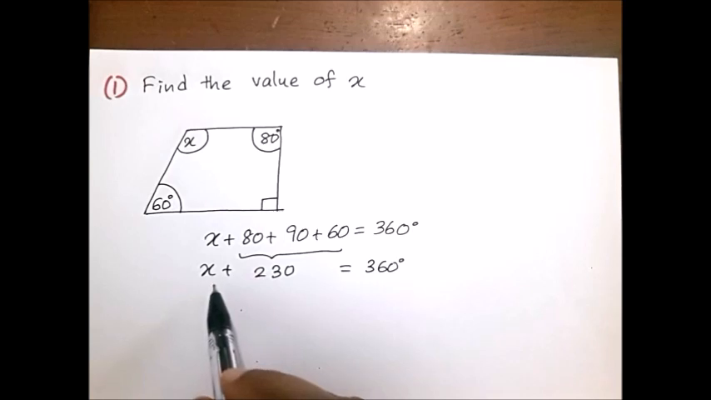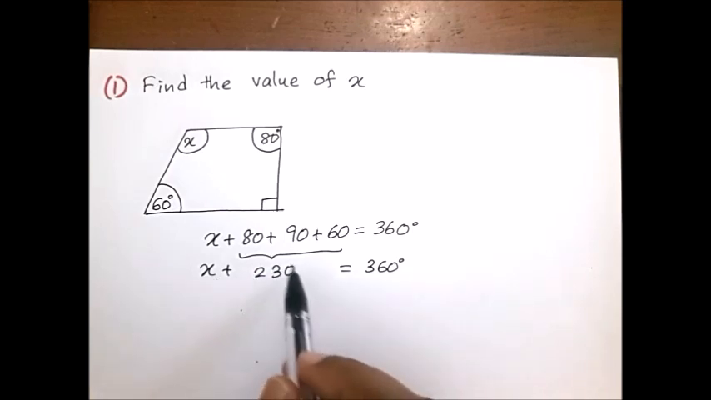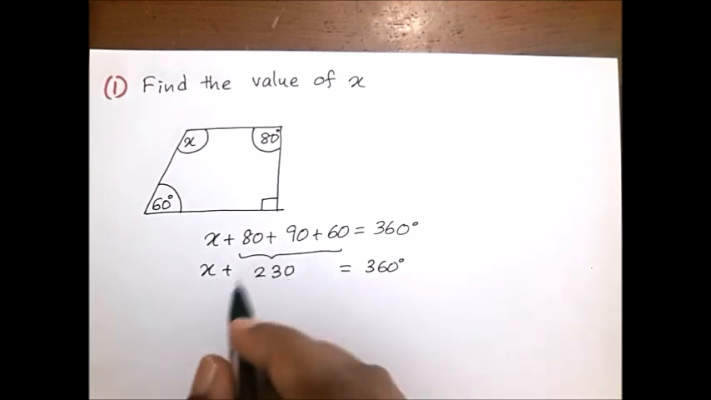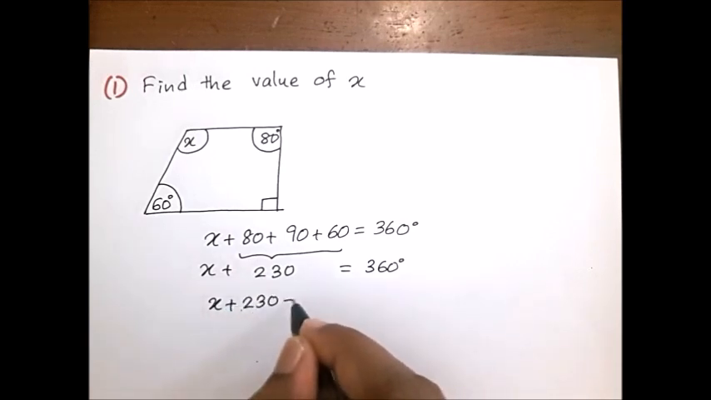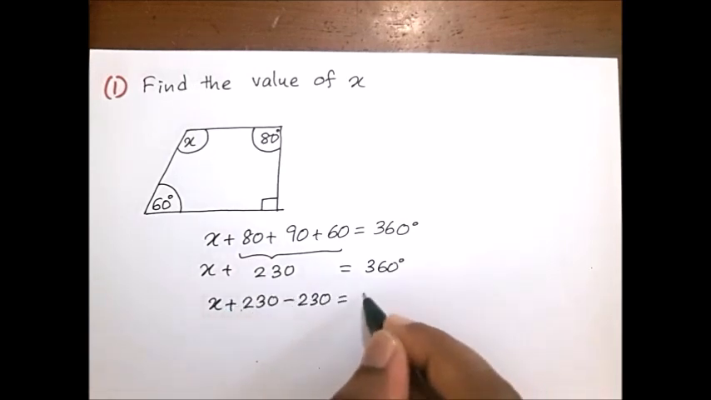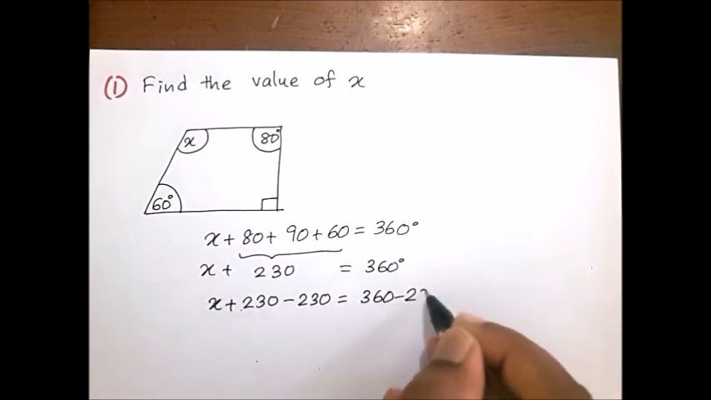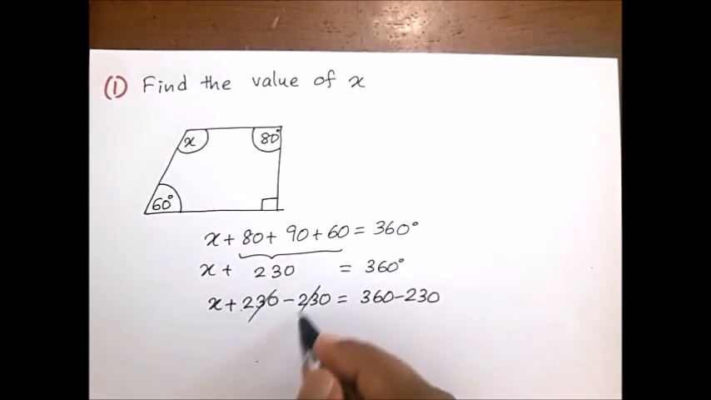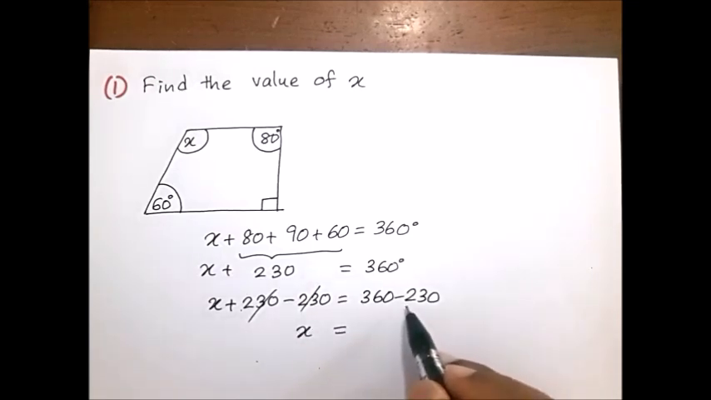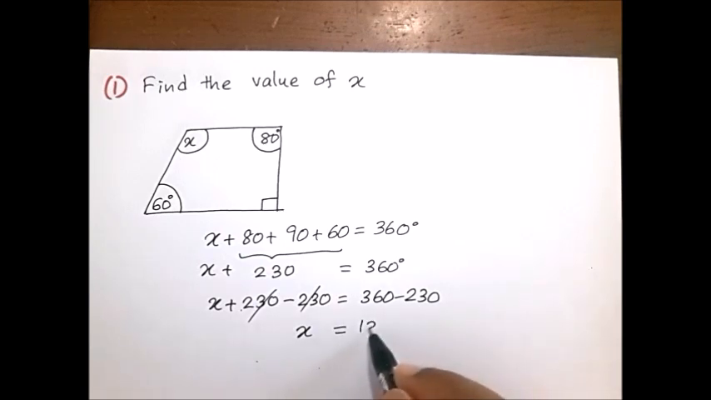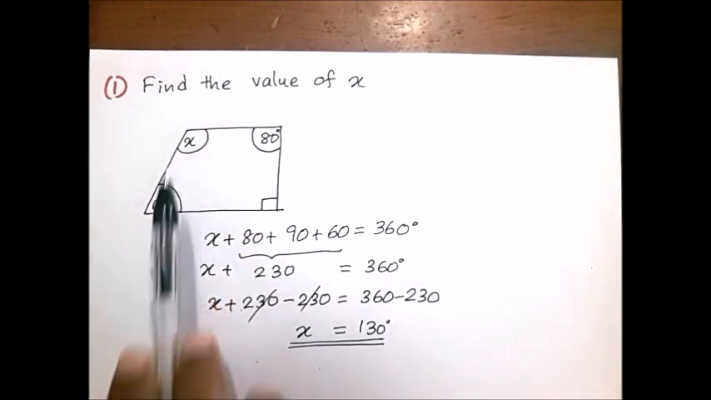Now to find the magnitude of x, you have to remove 230 from this side. It is plus 230. To remove this, subtract 230 from both sides. Here plus 230 and minus 230 cancel. Only x remains. 360 minus 230 is equal to 130 degrees. This is the magnitude of interior angle x.